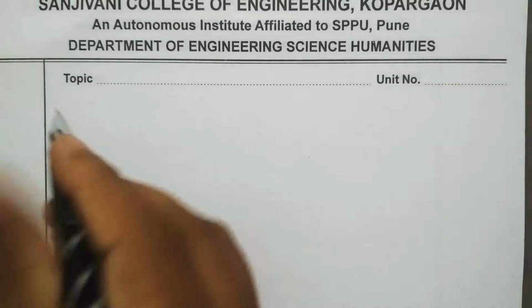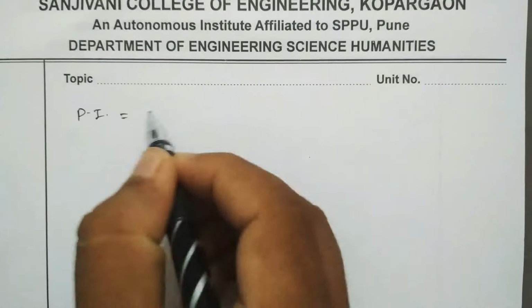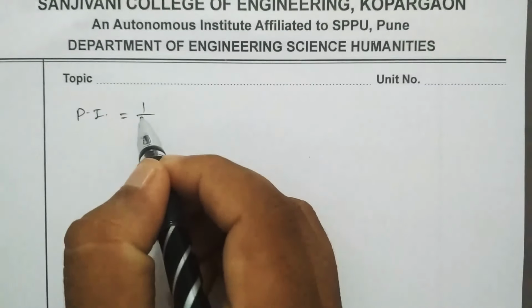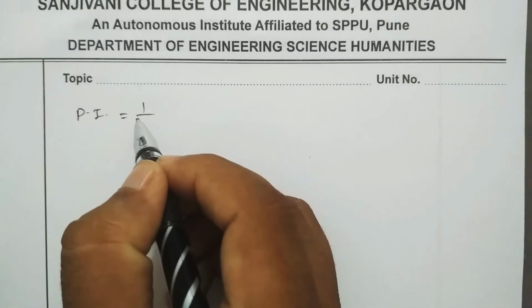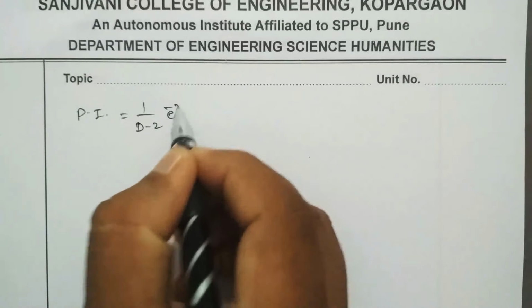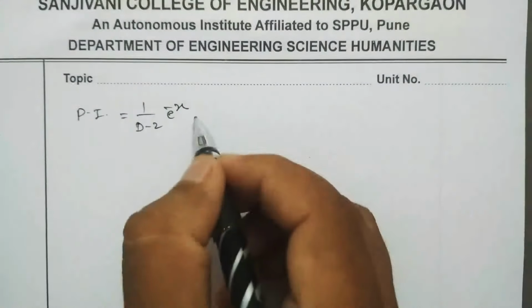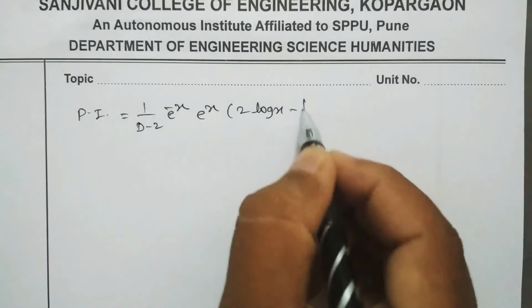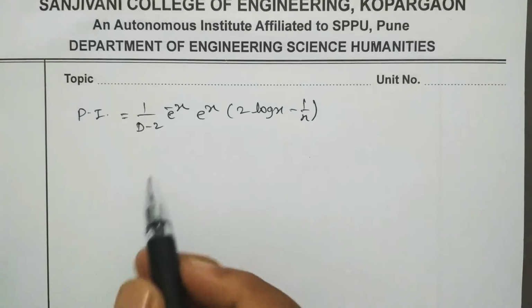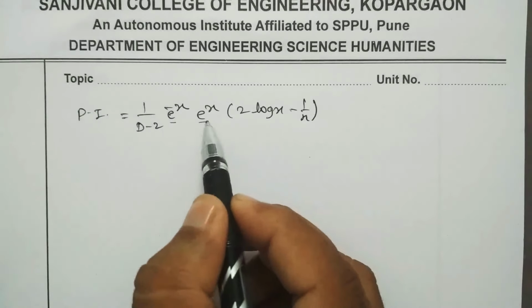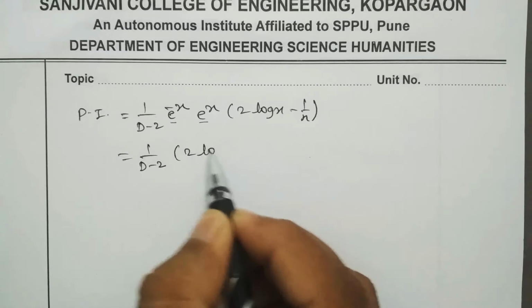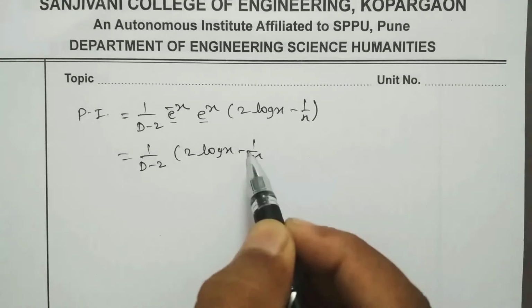So PI is equal to 1 upon D minus 2 into e raised to minus x as it is, and using the formula e raised to x into f of x, the value of f of x is 2 log x minus 1 by x. Now simplifying, e raised to minus x into e raised to x is 1. So we will get 1 upon D minus 2 into 2 log x minus 1 upon x.